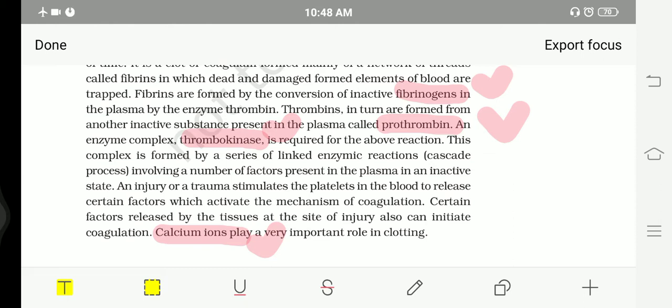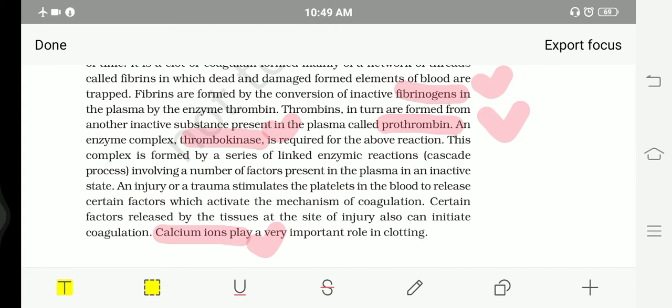The prothrombin is the precursor of thrombin. The prothrombin is converted into thrombin. Once again, prothrombin is an inactive form of protein. It is converted into the active form called thrombin. This prothrombin can easily break down into smaller compounds like thrombin. The thrombin is an active protein, an active substance, in the presence of thrombokinase enzyme and calcium ions.